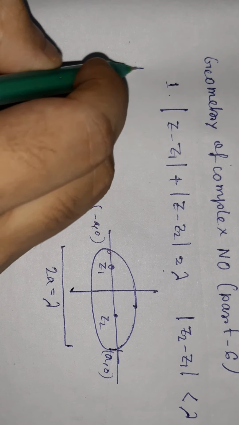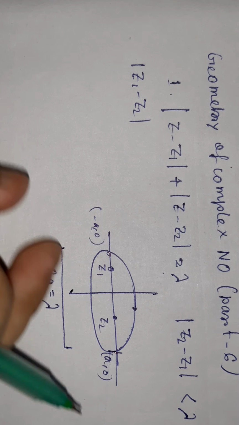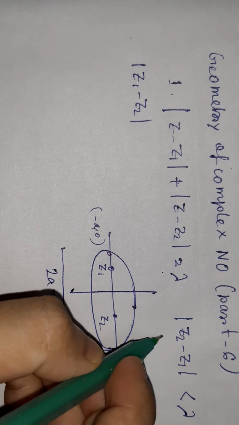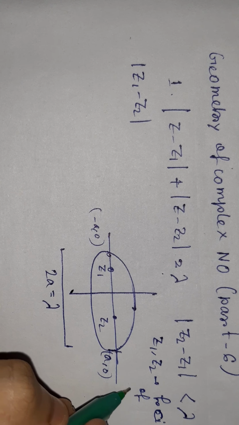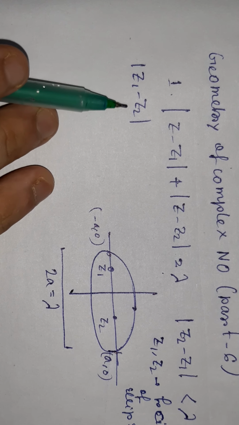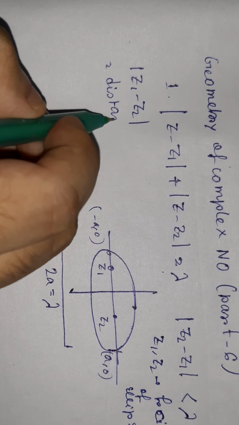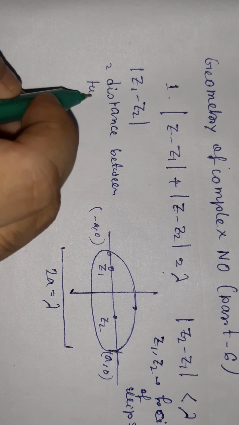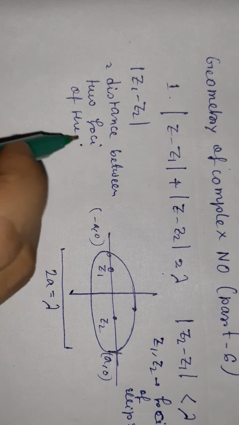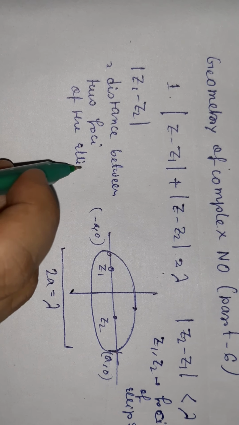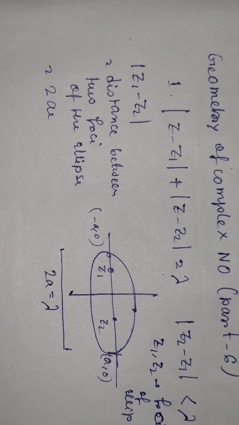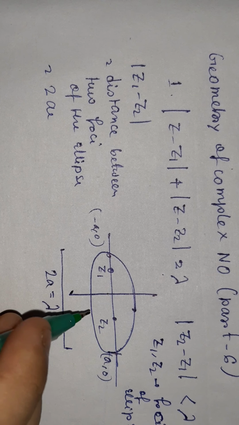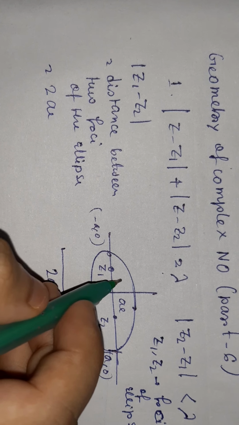Here z1 and z2 are the foci of the ellipse, so |z1 - z2| is nothing but the distance between the two foci of the ellipse, and that is 2ae, if you remember, because the distance between the center and a focus is ae. Here it is ae and here it is also ae.